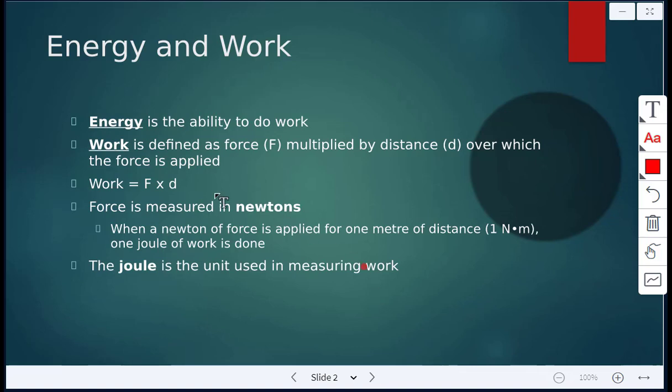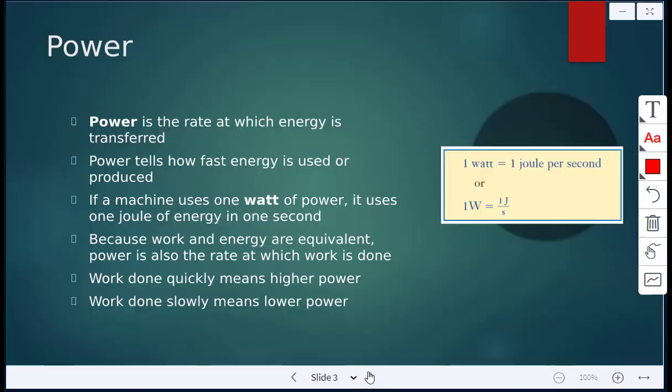So force is in newtons multiplied by distance, which is in meters. So newtons times meter gives you Newton meter. And then 1 Newton meter is equal to 1 joule. All right, so the unit for work is joule. You can also use newtons times meters as well, but it's normally not used. It is joule that is used as the unit for measuring work.